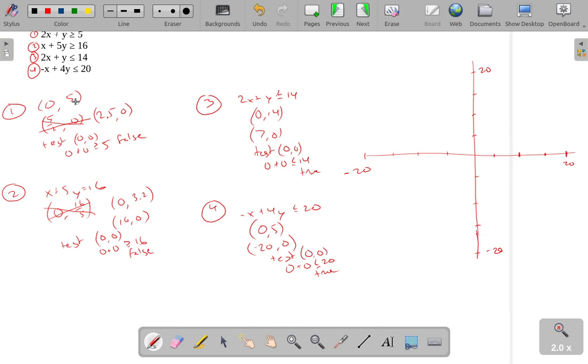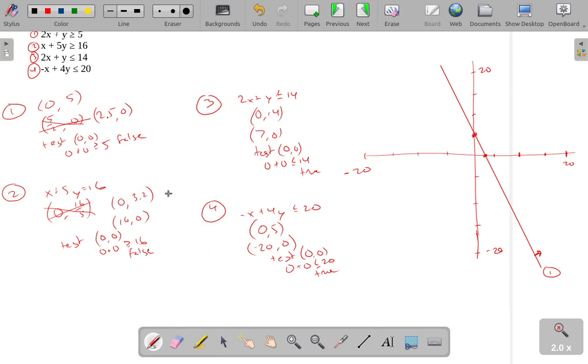First off, I have the point 0, 5, which is up here, and 2.5, 0, which is over here. When I'm drawing these lines, I'm going to do my best to keep them nice and straight. I also want to make sure they extend through the entire window, because when I'm drawing my other lines, I can see where they intersect. I'm going to label this as line 1 so I can tell which line it is later on. And I know I'm going to be shading away from the origin on this one because 0, 0 did not satisfy it. So I'm going to do a little arrow pointed away from the origin down here. When I say away from the origin, it's to the right of this line.